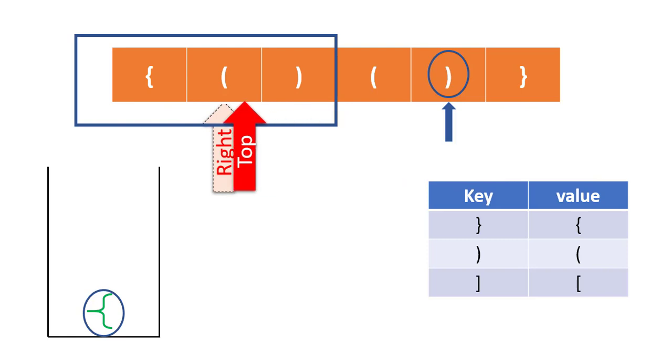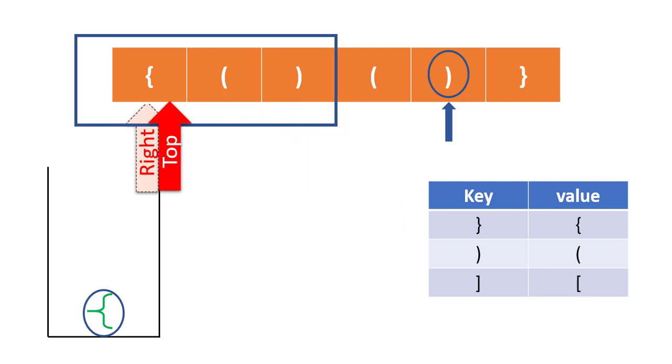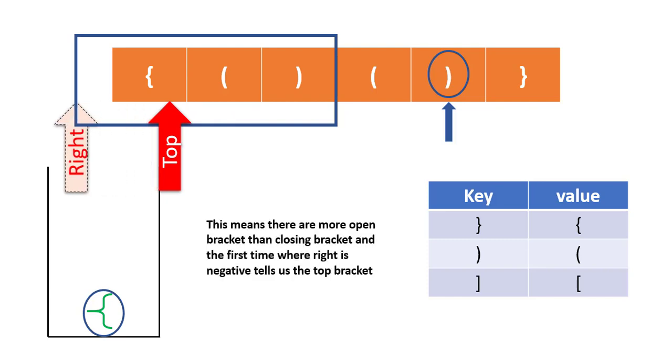Now we decrement the top. Now the top becomes an open bracket, so we decrement the right. We again decrement the top. Now the top is again an open bracket, so we decrement the right, and the right now becomes negative, that is minus 1.